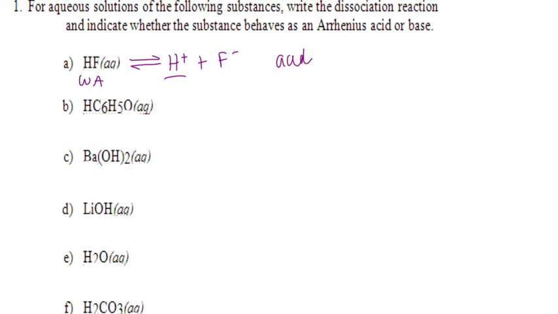All right, here's a crazy acid we don't know the name of, but do we care? No, because what is it? This is going to be weak. So equilibrium, what two ions are we going to dissociate partially into? O minus. All right, and is this an Arrhenius acid or base? Acid. All right.